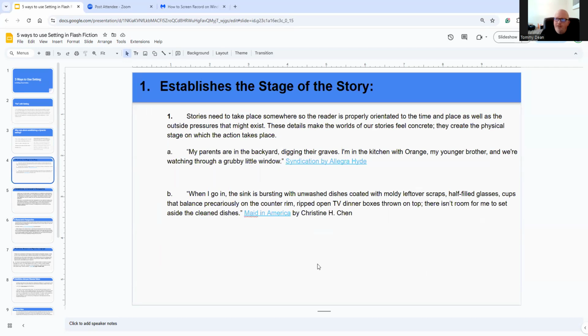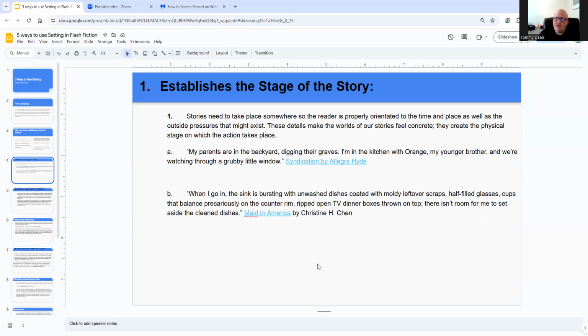So, in our 5 things that we're going to look at for setting, and there are many other things that settings can do to sharpen or increase the depth and resonance of flash fiction, but I picked these 5 just to kind of get us started. So, number 1, it establishes the stage of the story.